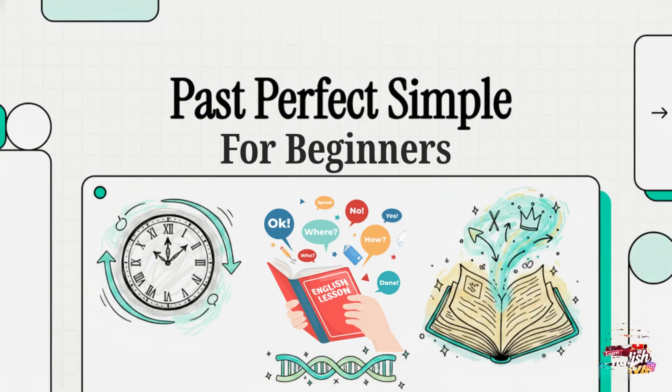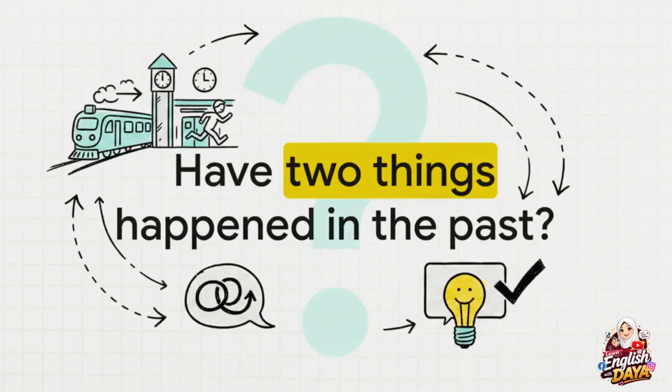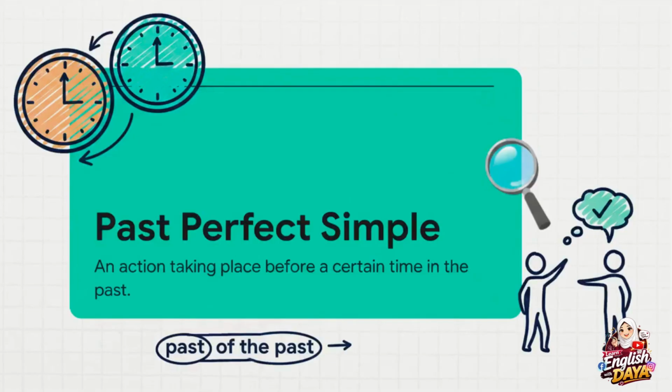Let's dive right in. So, tell me, have you ever had two things happen to you in the past, but you just weren't sure how to explain them in the right order? Like, imagine you arrived at the station, but the train left before you even got there. Both of those things happened in the past, right? But how do we explain which one happened first without confusing people? Well, I have the perfect solution for you. And that solution is the past perfect simple.